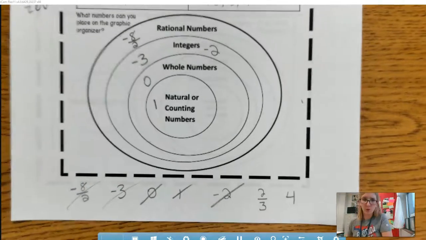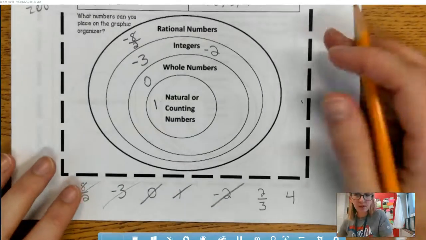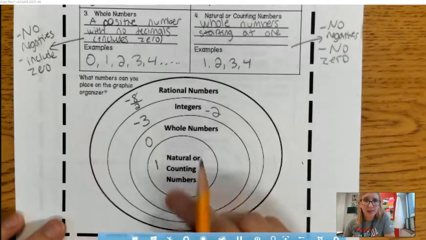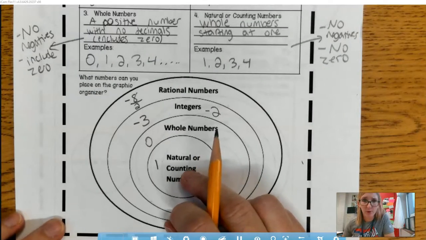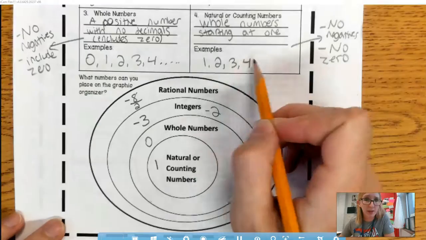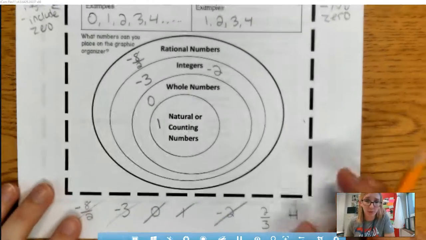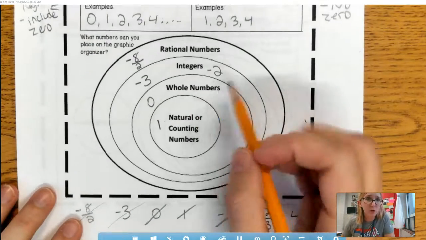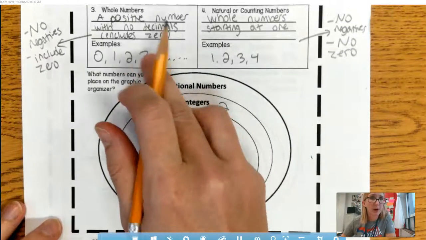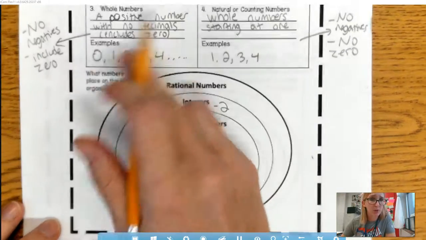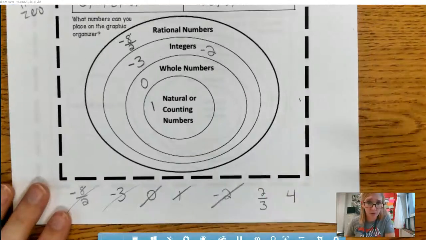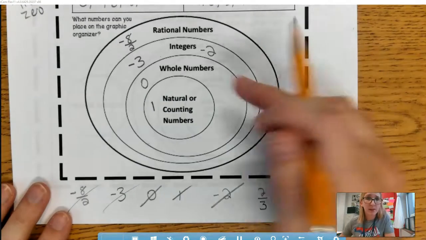All right, let's try 2 over 3. 2 over 3, it doesn't meet the definition for a natural number, right? It's not a counting number starting with 1. It's a fraction. It doesn't meet the definition of a whole number because whole numbers are positive numbers, no fractions, no decimals, that start at 0. This is a fraction. Is it an integer?